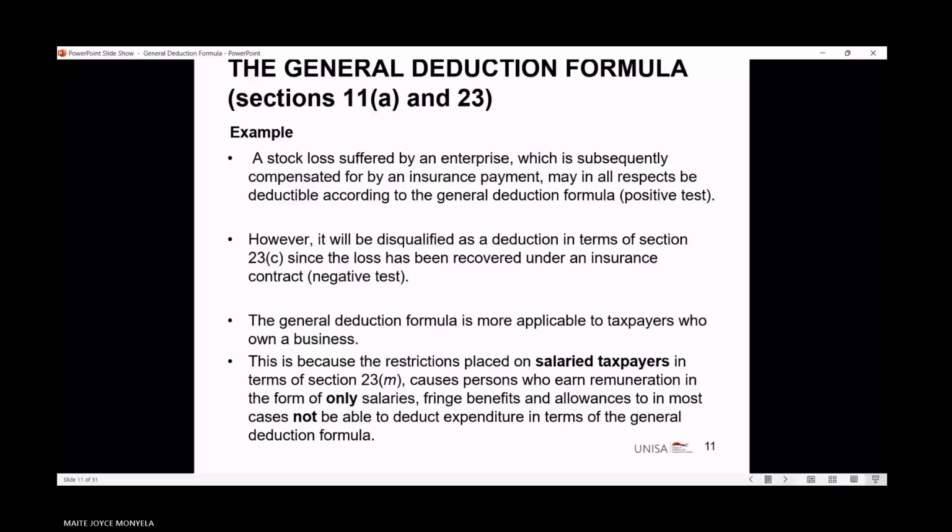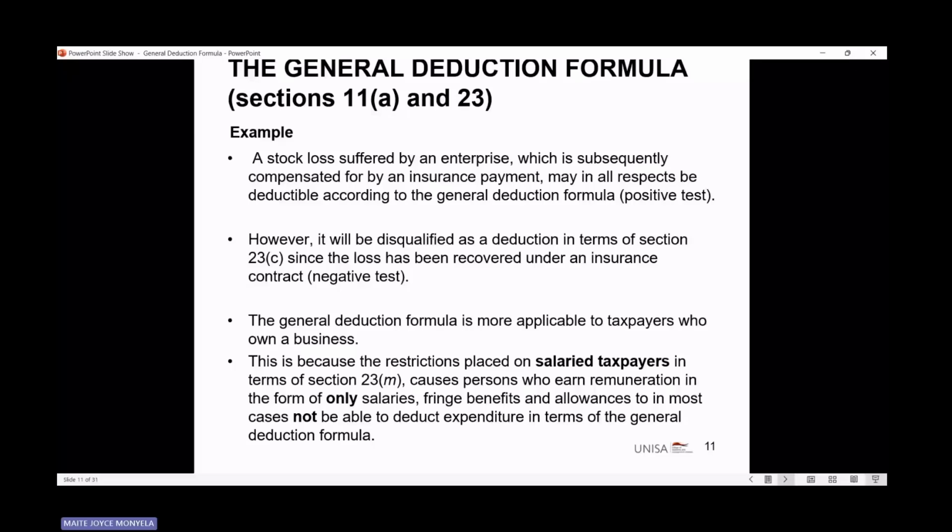So if there's no negative test, then you just deduct. I must just determine both the positive and negative. And if the negative test is not there and the positive is there, and we meet the other requirements, then it's a deduction. Yes. Okay, I understand. Thanks for that.